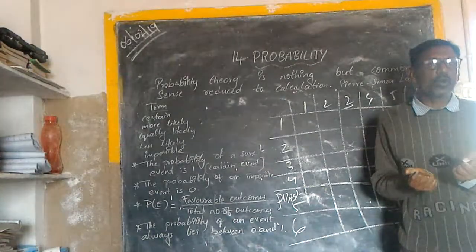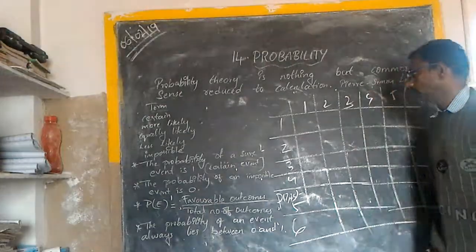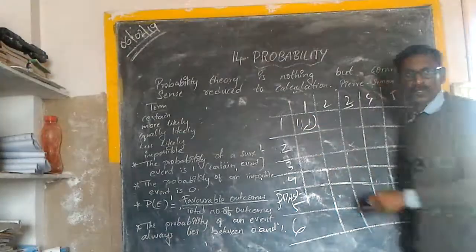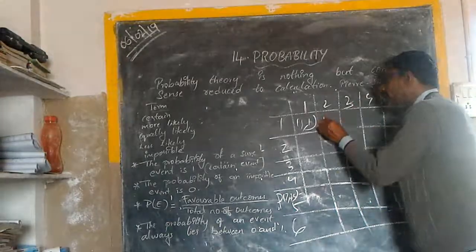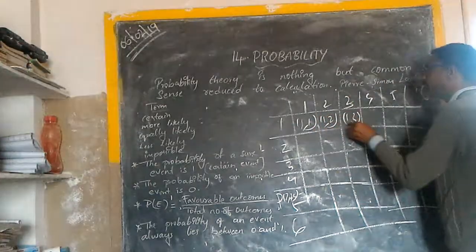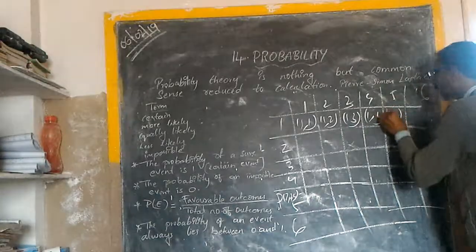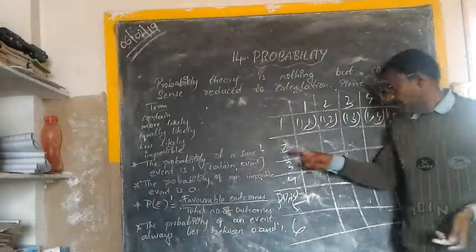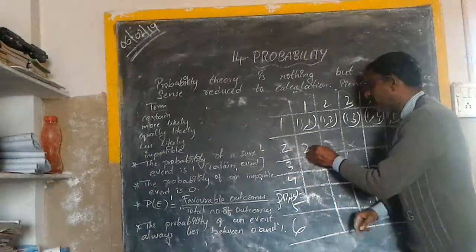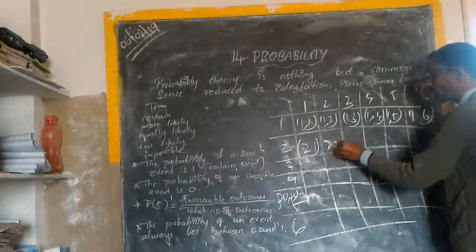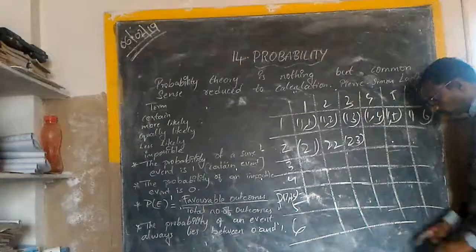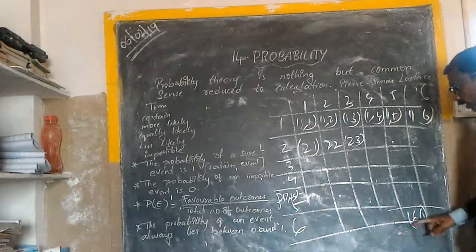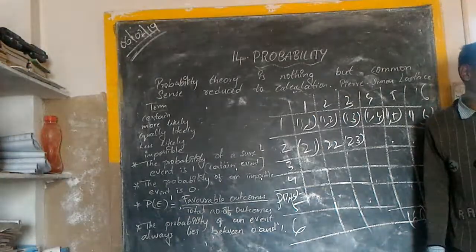When we throw 2 dice at a time, maybe both tops appear 1 comma 1, or 1 comma 2, or 1 comma 3, or 1 comma 4, or 1 comma 5, or 1 comma 6. Similarly, maybe one die shows 2 and the other die shows 1. That means 2 comma 2, 2 comma 3 and so on. Total how many chances, you know? Here 6 comma 6 also comes out. 6 sixes are 36 possible outcomes.